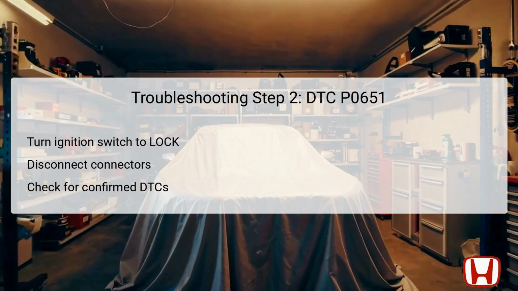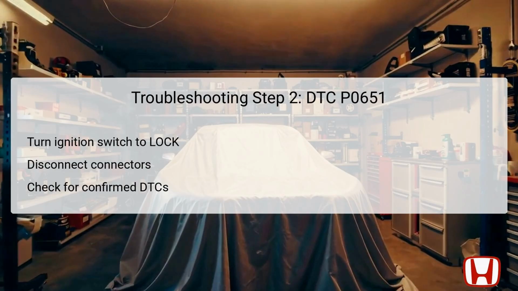In the second troubleshooting step for DTC P0651, you will focus on determining the potential failure area. Begin by turning the ignition switch to the lock position, ensuring that all electrical systems are powered down safely. Next, disconnect the connectors from the affected components, specifically the APP sensor, AC pressure sensor, and FTP sensor. This disconnection isolates these components from the ECM and allows a controlled environment for diagnostic testing.